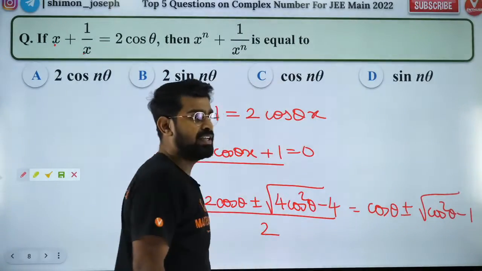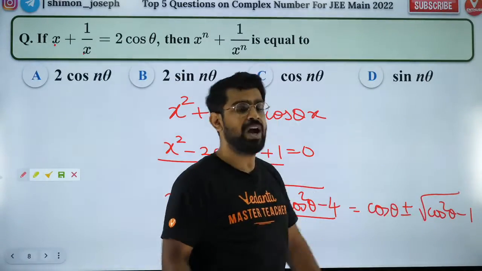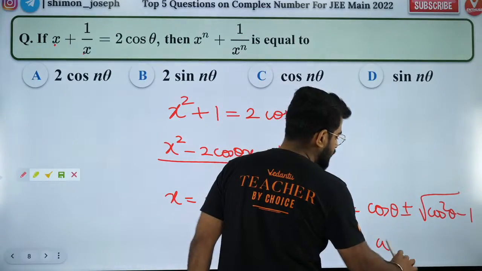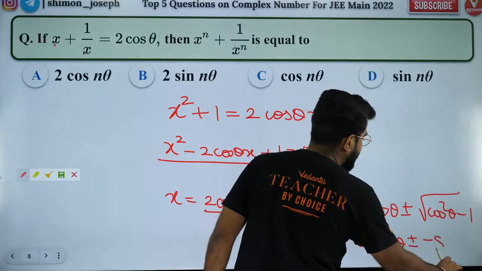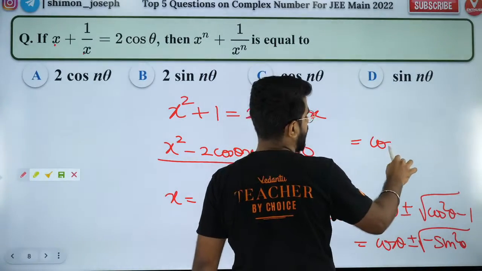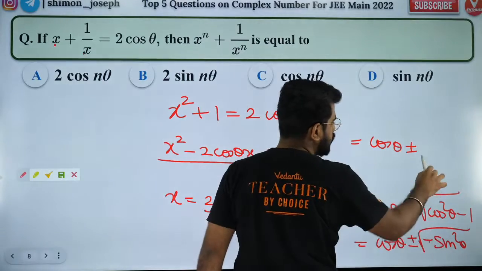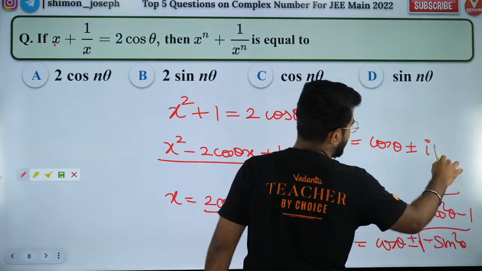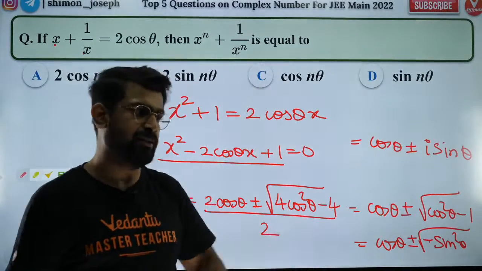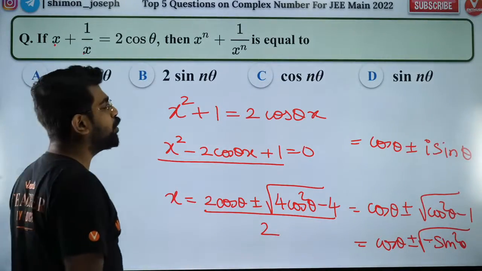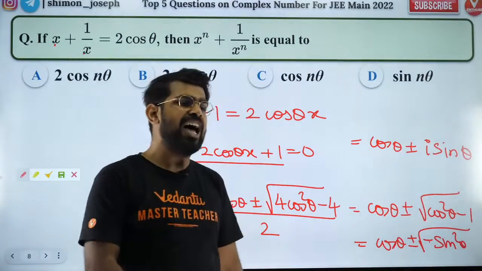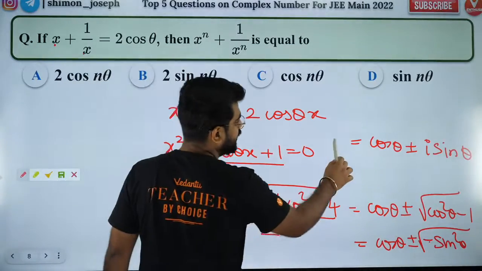Are you all happy with it? Now, cos square theta minus 1, can I write it as minus sin square theta? I can write it as minus sin square theta. So it will become cos theta plus or minus iota, root of sin square theta, which will be sin theta, if your theta is acute, let's say. So that is your x.